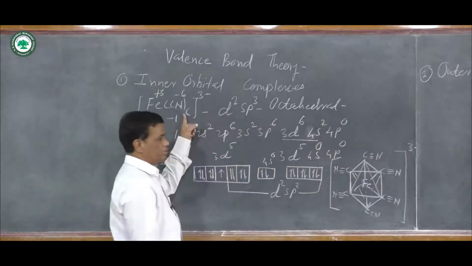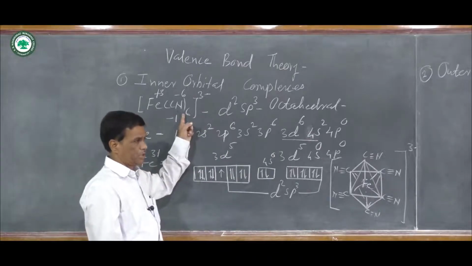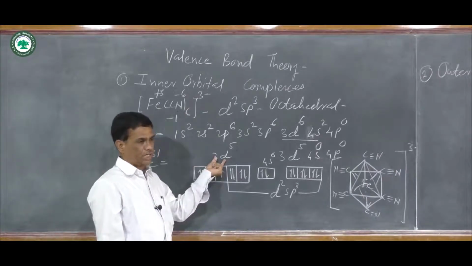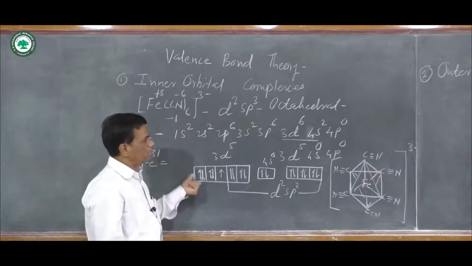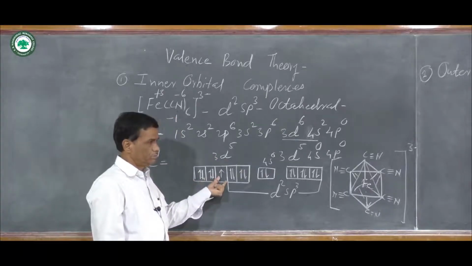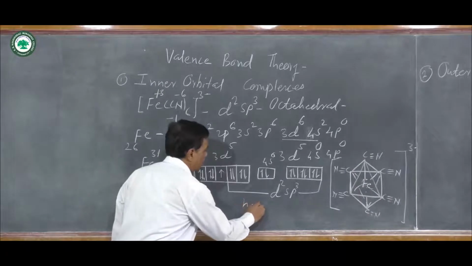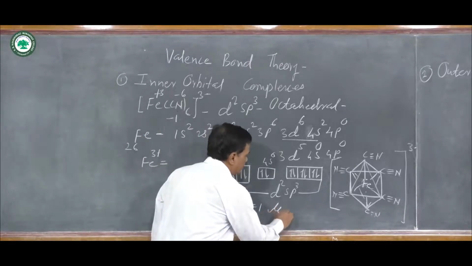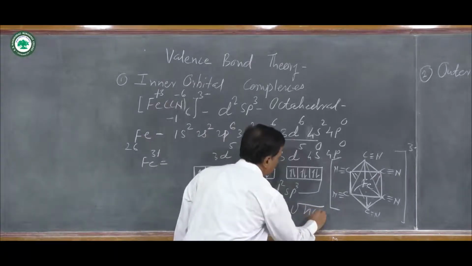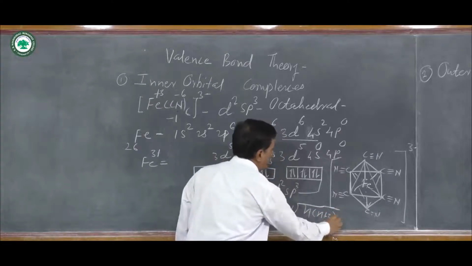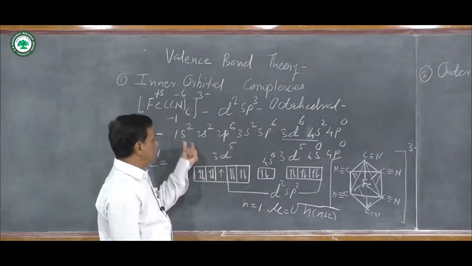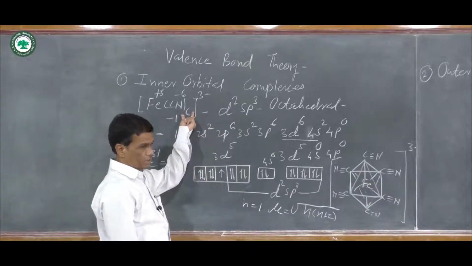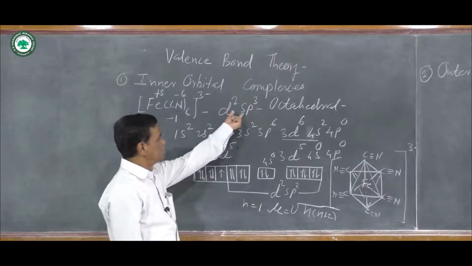Here the coordination number is equal to 6, and the inner 3d orbital is used for the hybridization. The number of unpaired electrons is equal to 1, meaning n is equal to 1, and by using the magnetic moment formula, mu effective is equal to square root of n into n plus 2, we can calculate the magnetic property. A single electron is there, therefore this complex ion is paramagnetic in nature, and the hybridization is d2sp3.